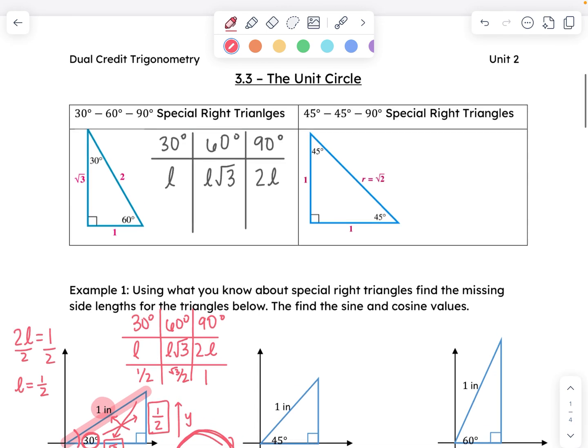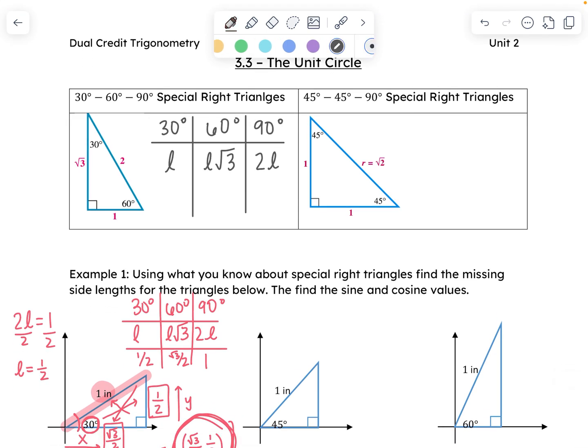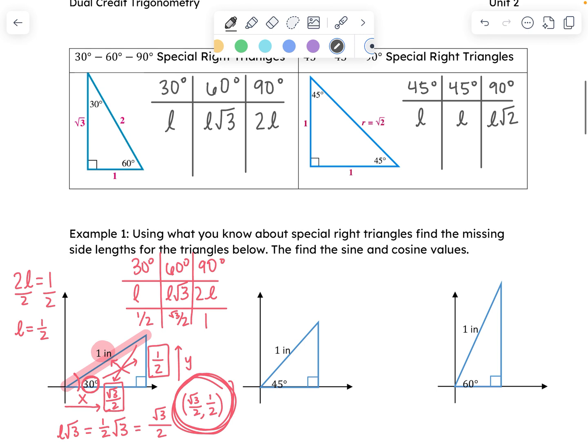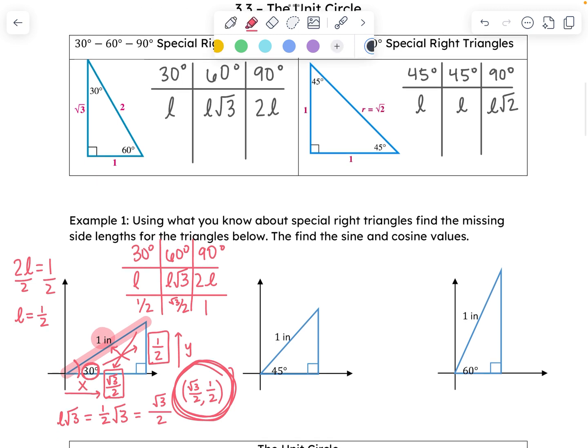Notice we also have a 45, 45, 90 special right triangle we could look at. So if I look at my 45, 45, 90, remember across from the 45-degree angles, we have the same side length, let's call it L. And across from the 90-degree angle, we have L square root 2. So let's look at a 45, 45, 90 triangle and put that into our unit circle. So that's the second triangle I have right here.